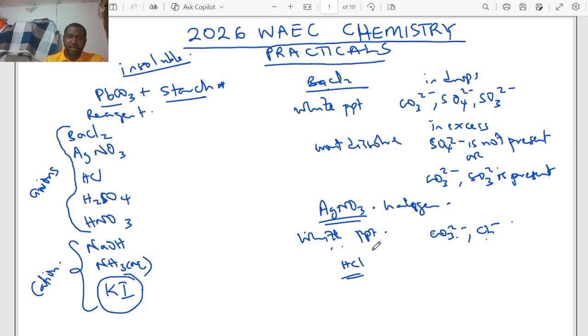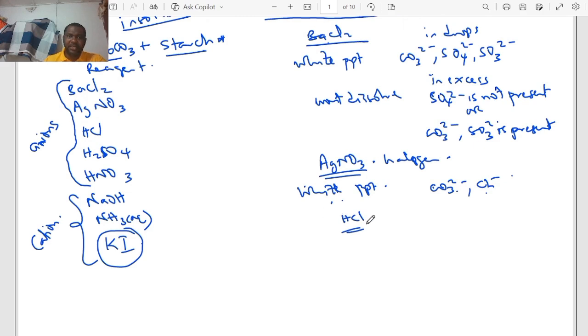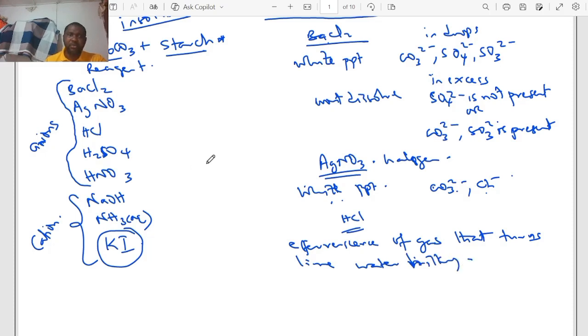So the next is HCl. Both HCl and H2SO4 and HNO3, the three of them are acids. When you pour them here, especially in the case of HCl and H2SO4, an effervescence of gas will happen, and that effervescence turns lime water milky.